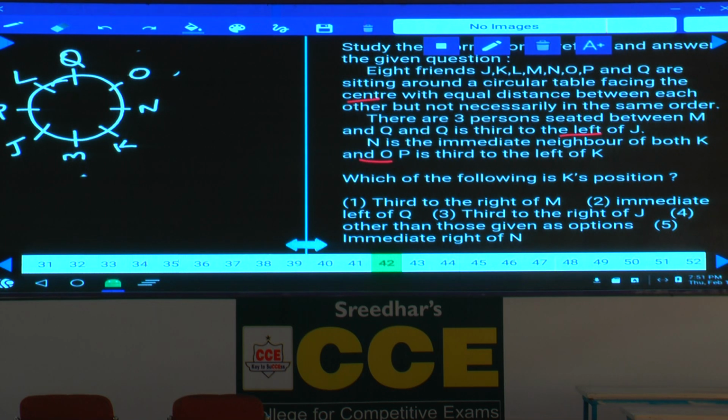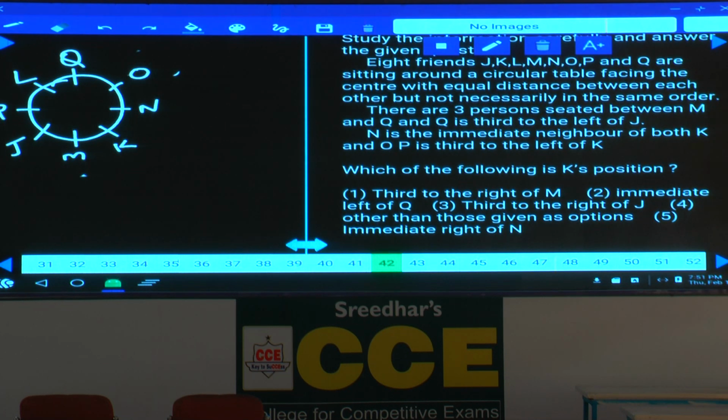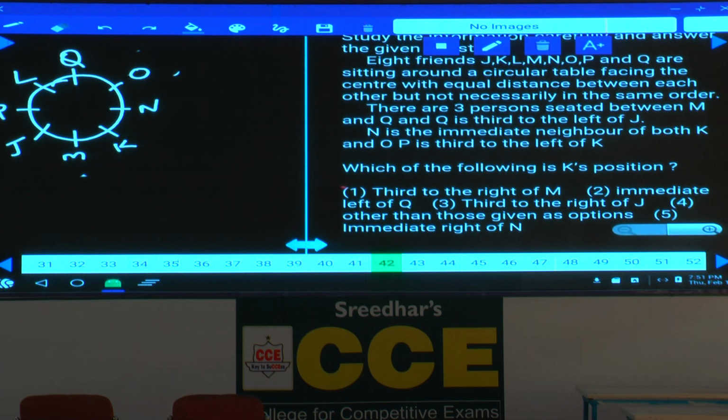Clear now? This is how these 8 persons are seated around this circular table facing the center. Then question number 42. Now in this question number 42, which of the following is K's position? Tell me the position of this K. Now south to the right of M, K is south to the right of M is false. Then next one, immediate left of Q, K is to the immediate left of Q, this is also false. Third to the right of J, K is south to the right of J is false because K is second to the right of J.